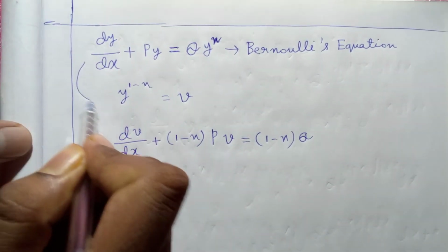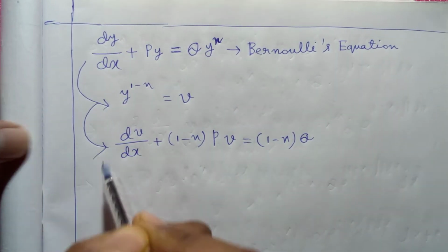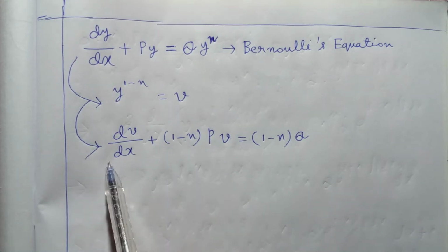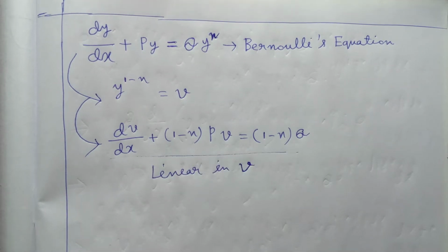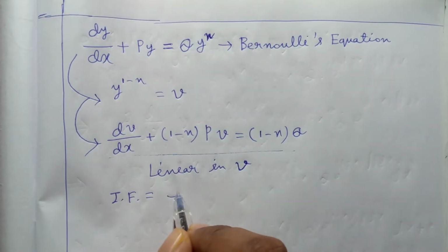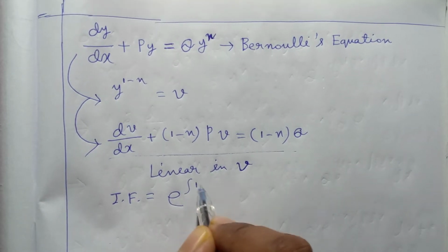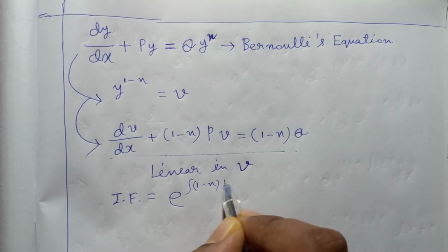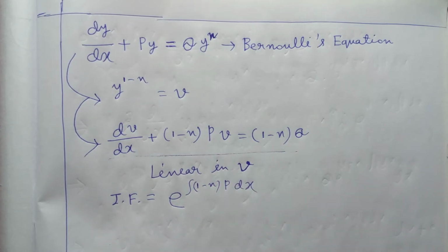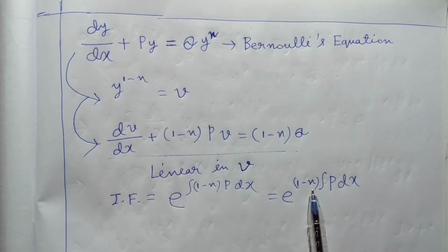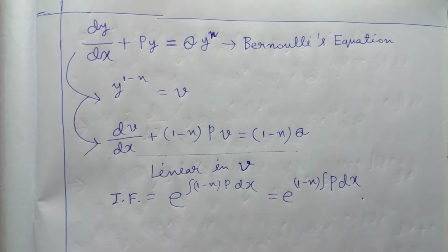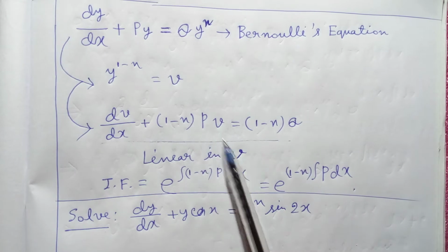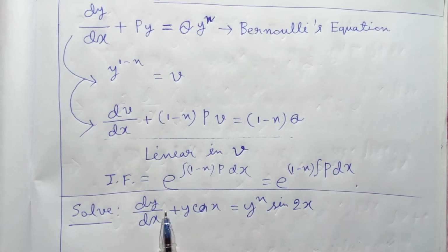After substitution, we get this equation, which is linear in v. Therefore, the integrating factor is e to the power 1 minus n p dx, that is e to the power 1 minus n integration p dx. Using this as integrating factor, we can solve this equation. By this method, we shall try to solve this equation.